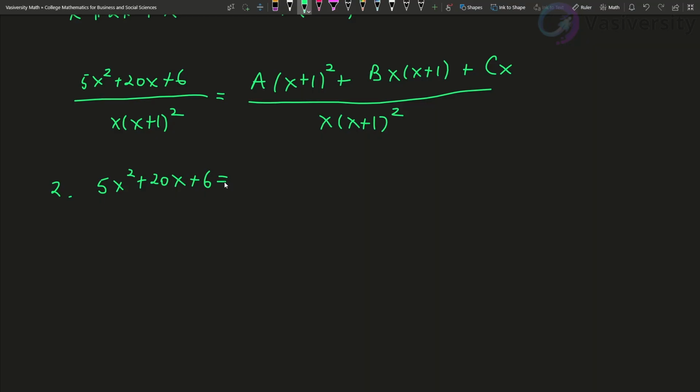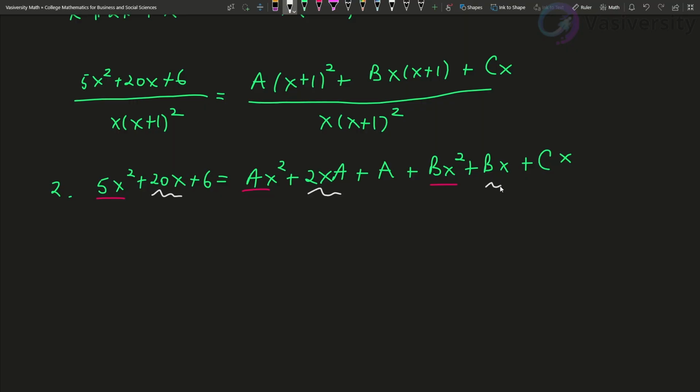Now we have to actually simplify and equate the coefficients. So let's see. We have Ax squared plus 2xA plus A plus Bx squared plus Bx plus Cx. Okay, perfect. So we're going to have some system of equations. We can notice 5x squared is equal to A plus B. Then 20x is equal to 2xA plus Bx plus Cx. And the last part is the constant. A itself is going to be equal to 6.